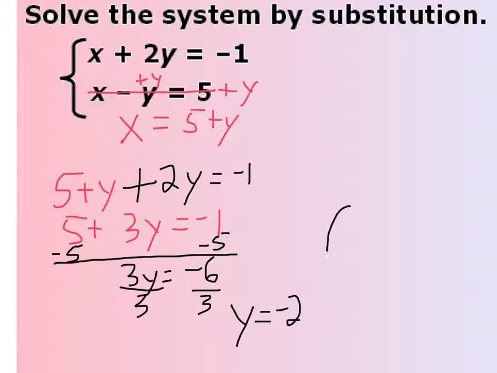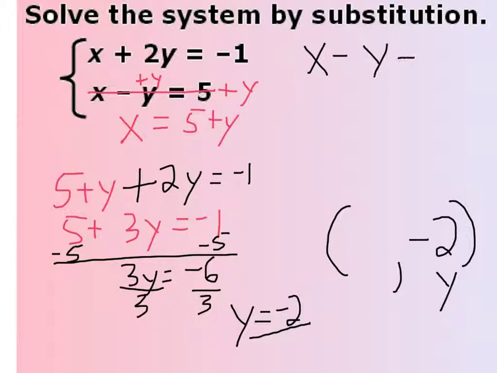Be careful. On our last couple of examples, we found out what x equaled. On this example, we found out what y equals, so I have to make sure I write the negative 2 in the y spot. And just like before, pick one of the equations. I'm going to pick the second equation, x minus y equals 5. And what I'm going to do is substitute that negative 2 in for y. So it's going to look like this.